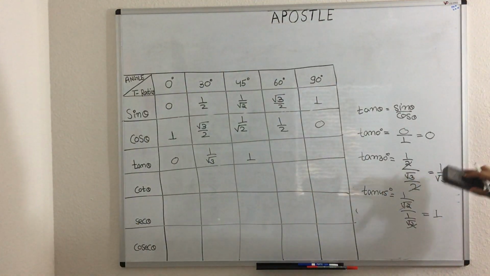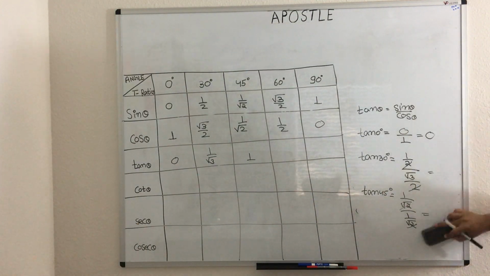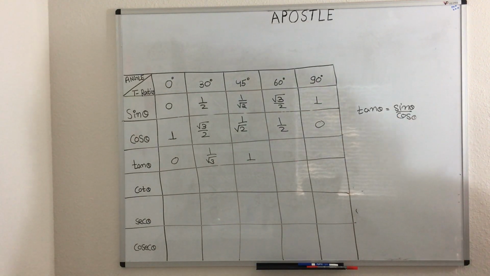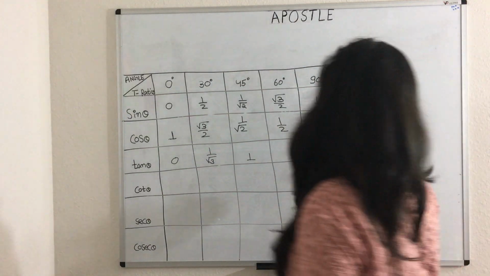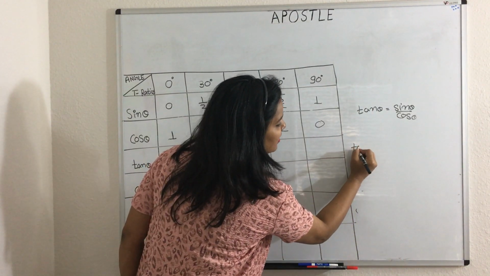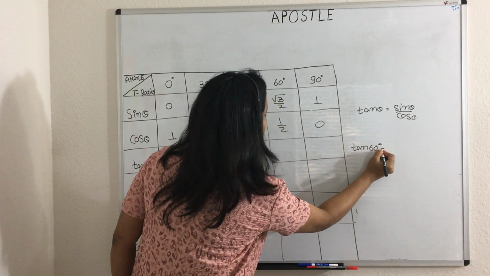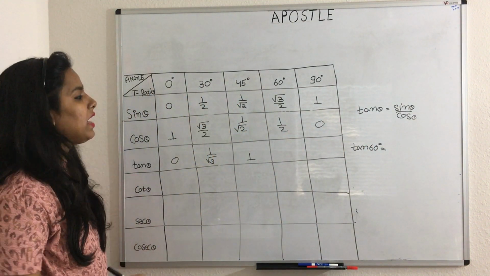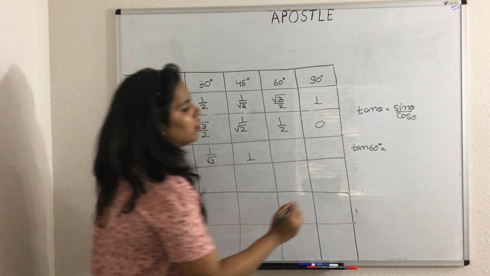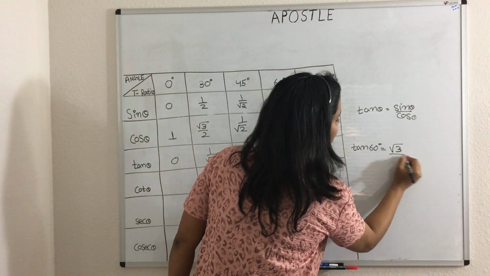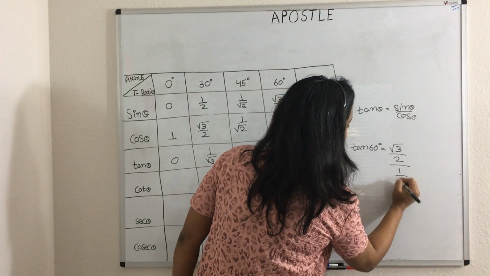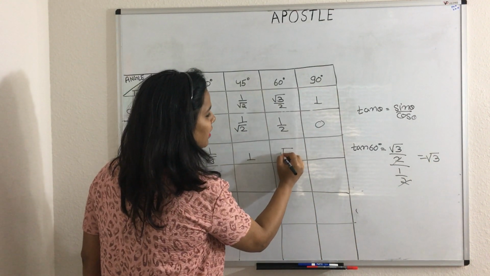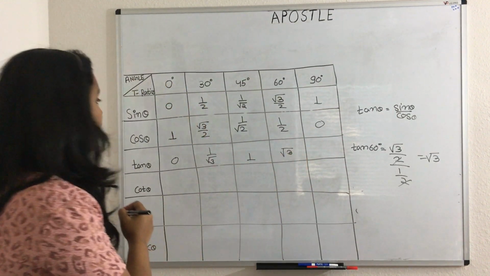Now we are going to discuss the value of tan 60 and tan 90. So what is the value of tan 60? The value of tan 60 is sin 60 divided by cos 60. The value of sin 60 is root 3 by 2 and the value of cos 60 is half. So root 3 by 2 divided by half. So the answer is root 3 only. So we can write in the case of tan 60 it is root 3.